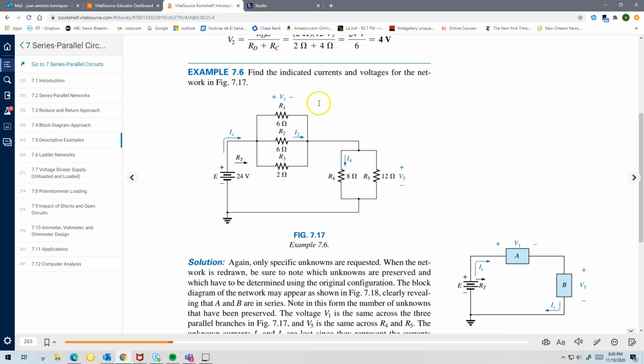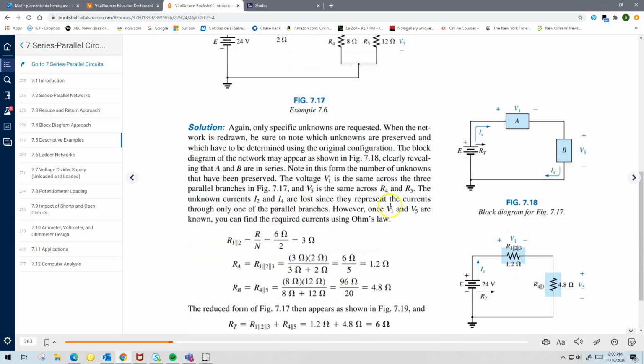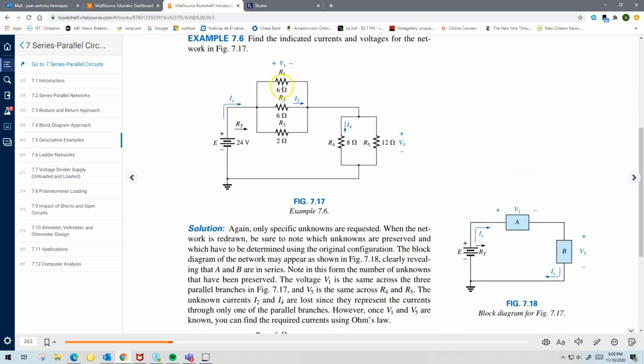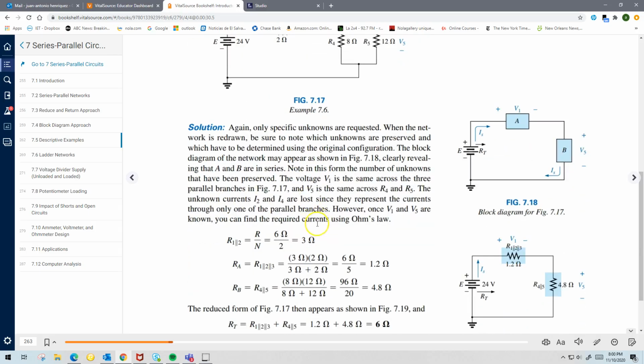Let's say it says find the currents. They want to know, for instance, this current I2 and this current I4. Well, a good approach at this point might be, and it's not always the best approach, but it's a good first approach, to reduce the entire circuit as much as possible, right? So if we reduce this block of 3 resistors into one, and this block of 2 resistors into one resistance also, then you will get 6, 6, and 2 in parallel, right? So if you reduce 6, 6, and 2 in parallel, you get a 1.2 ohm resistance.